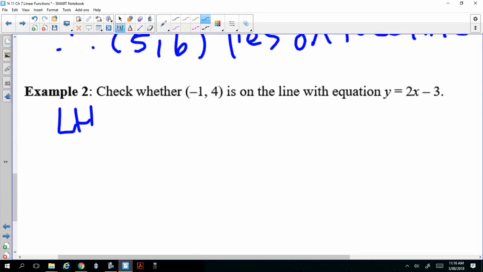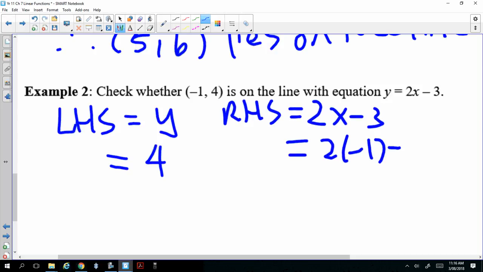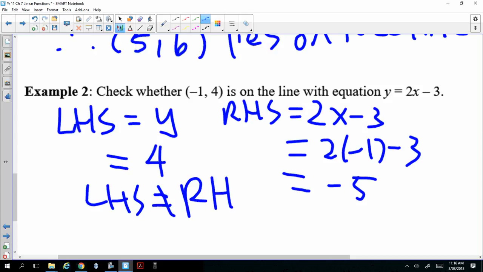Left-hand side is y, 4. Okay? Right-hand side. So this one's a bit different. You've got pronumerals on both sides, so you have to substitute into both. Does that make sense? Are they equal? Not equal. So what can we say? Do you say the line does not pass through the point?